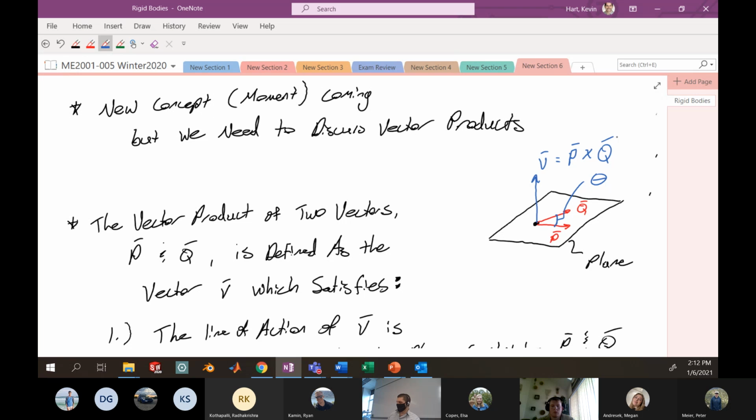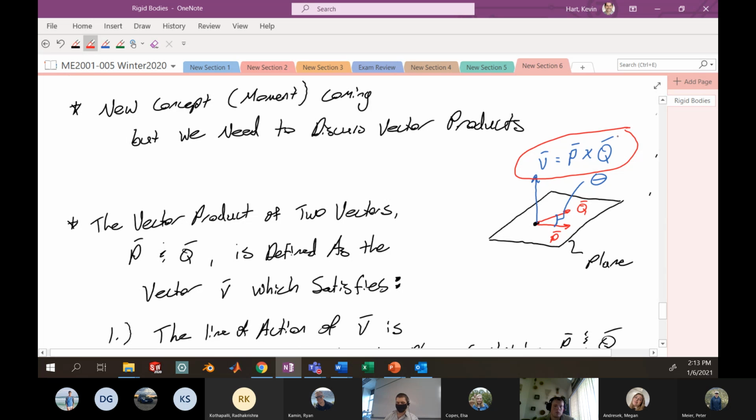Now, how did I know that the direction of V was up instead of down in this particular image? Well, that comes from knowledge of the right-hand rule. And now we've got to explain what this right-hand rule means. The order of the cross product is important. So here we have P crossed with Q.